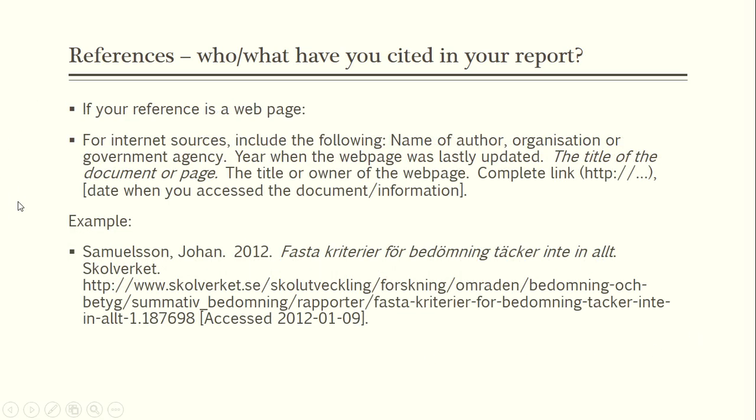If we are referring to a web page, or we've been citing a web page, then we write our source like this. We try to include the name of the author, organization, or governmental agency. Then we write the year when the web page was last updated. Then we write the title of the document or the title of the page in italics. Then we write the title or owner of the web page. Then we give a complete link. Finally, we write in these types of brackets when we accessed the document or information. And you have an example down here.